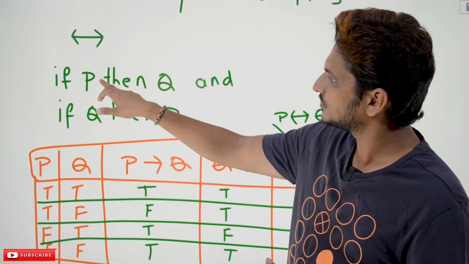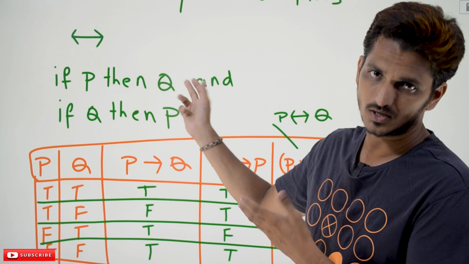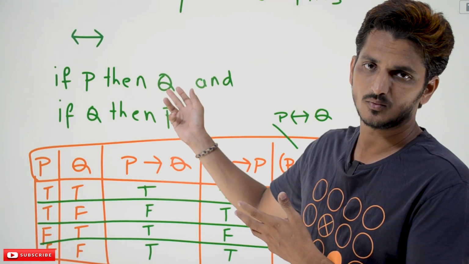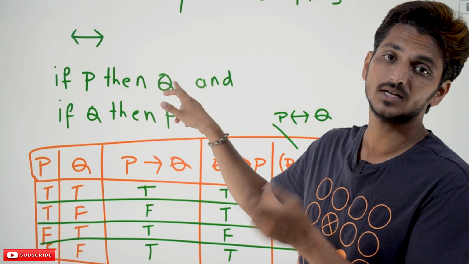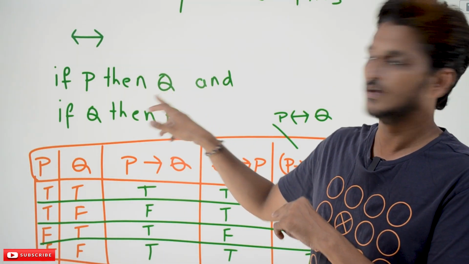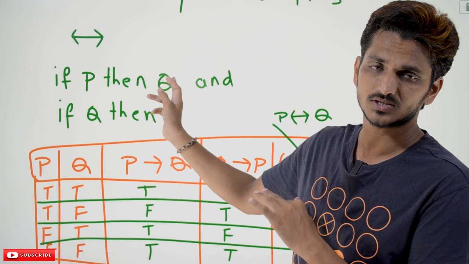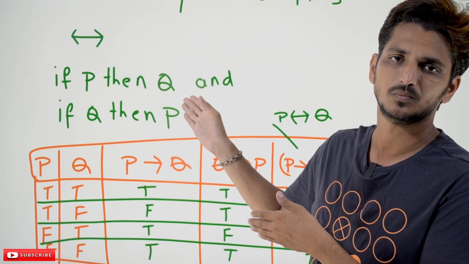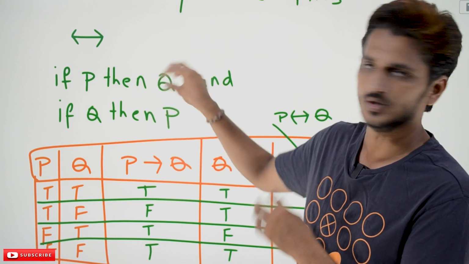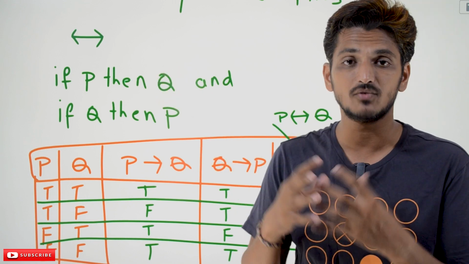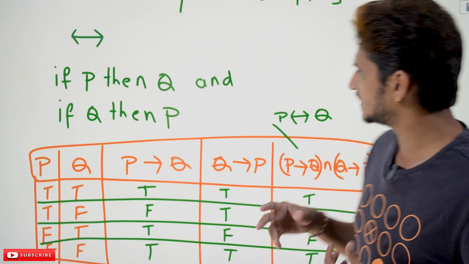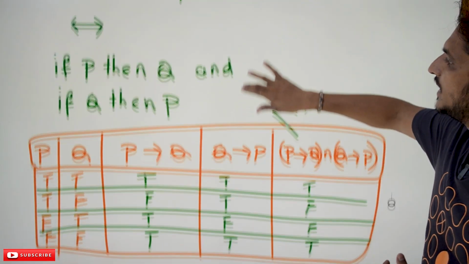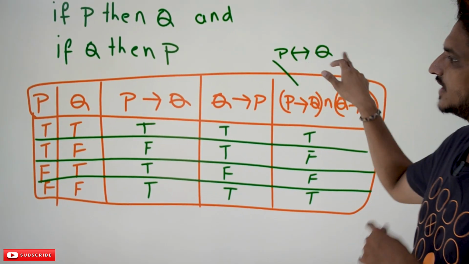If P is true and Q is true, we take implies as true. If P is true and Q is false, we take it as false. If P is false, whatever the condition, we consider it true. We don't bother about what Q is. That is the truth table for P implies Q. Now we need to understand the truth table for P double implies Q, that is, biconditional.